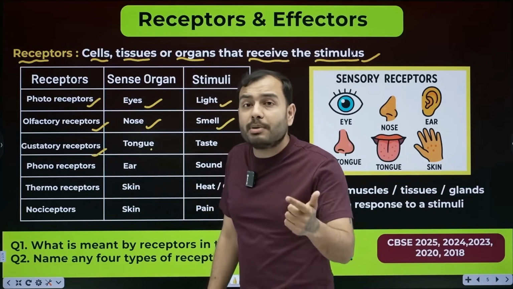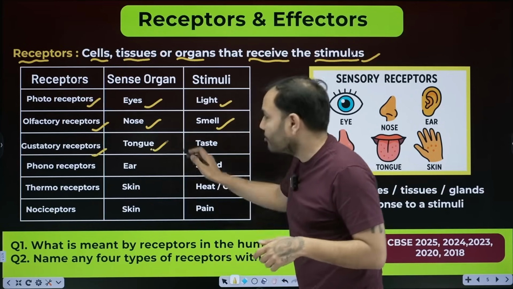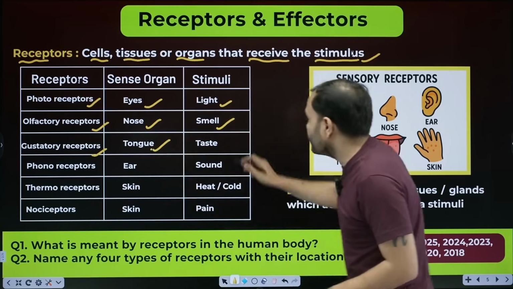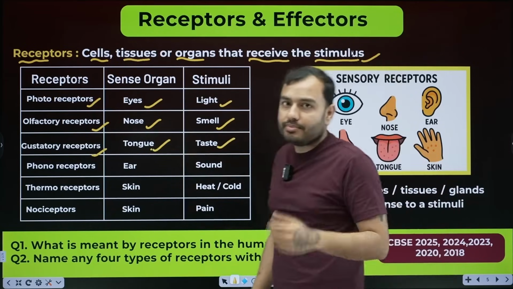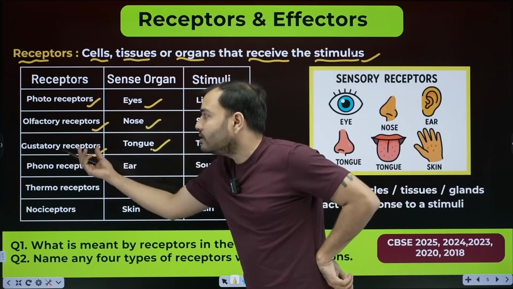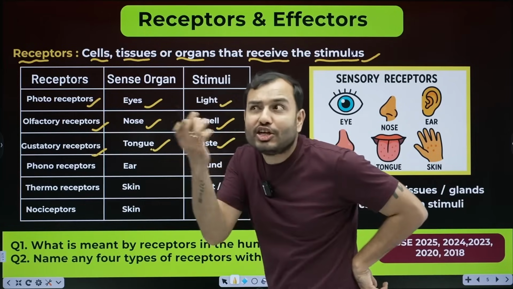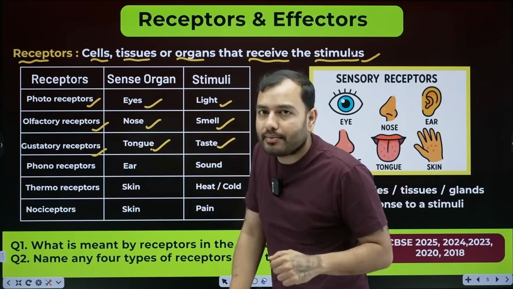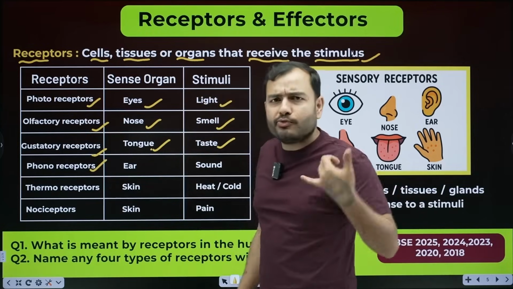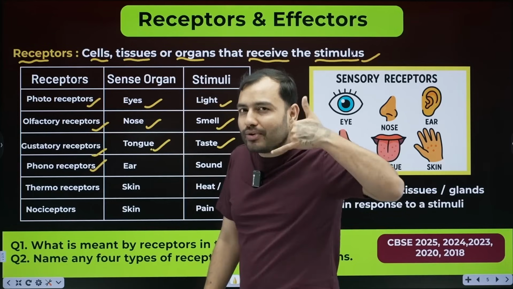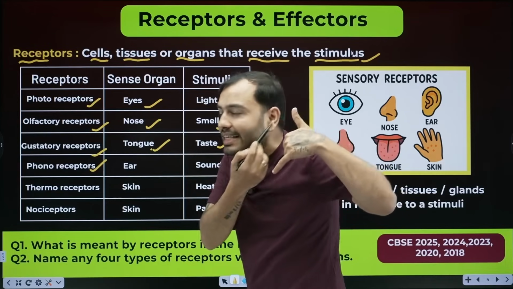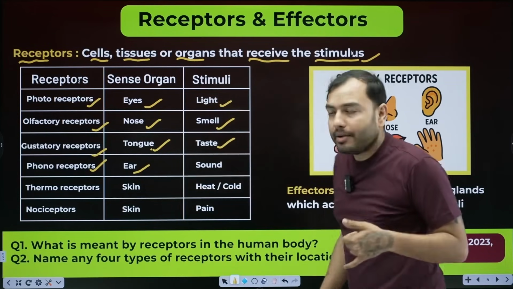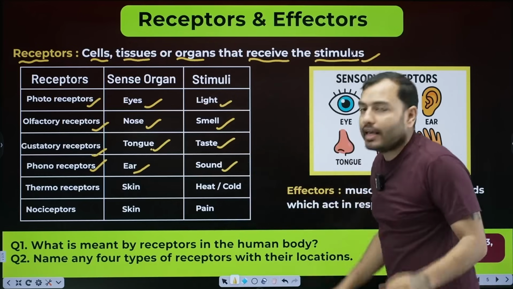Next, you will have to remember a little, gustatory receptors. Gustatory receptors, in which organ are they? In the tongue. And which stimuli do we receive? Taste. Gustatory, so something like taste is sounding to you. So who perceives taste? The tongue. Next is phonoreceptors. Phono means something like sound. Who will receive it? The ear. So the organ becomes the ear.